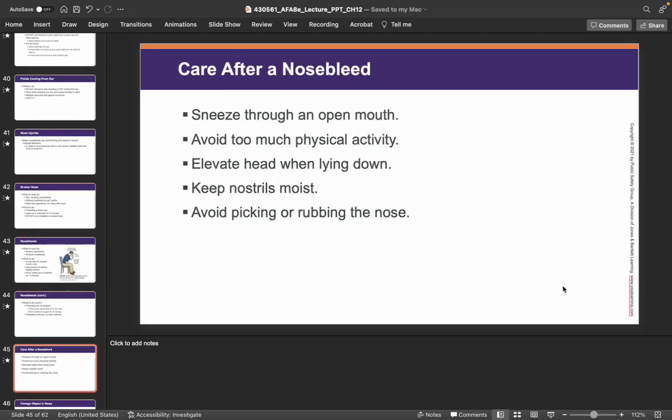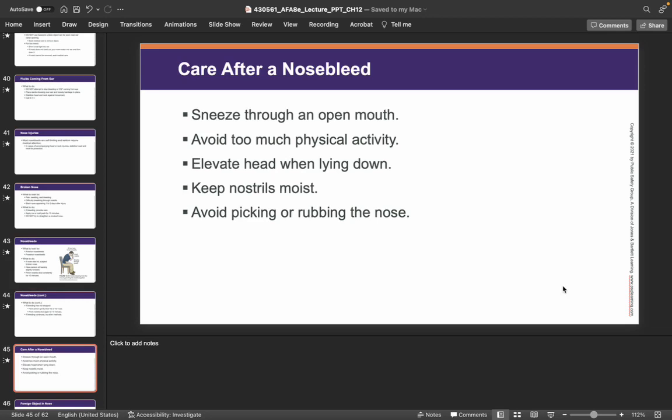Okay, as far as after a nosebleed, some things to help prevent further nosebleeds. If you have to sneeze, try and sneeze through an open mouth. This decreases the pressure and the chances of reopening that. Try to avoid as much physical activity as possible, which seems counterintuitive because we do this all the time with athletes and we're just like, just go back in. You can. It's just going to increase the risk of bleeding some more. So if it's not real important, then take a break.